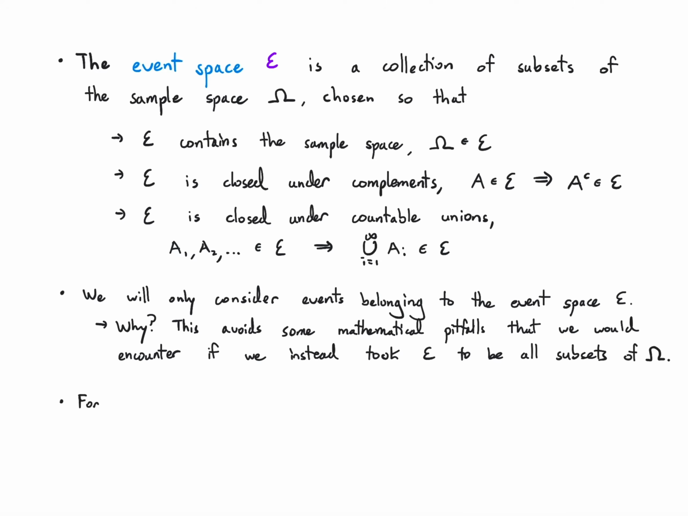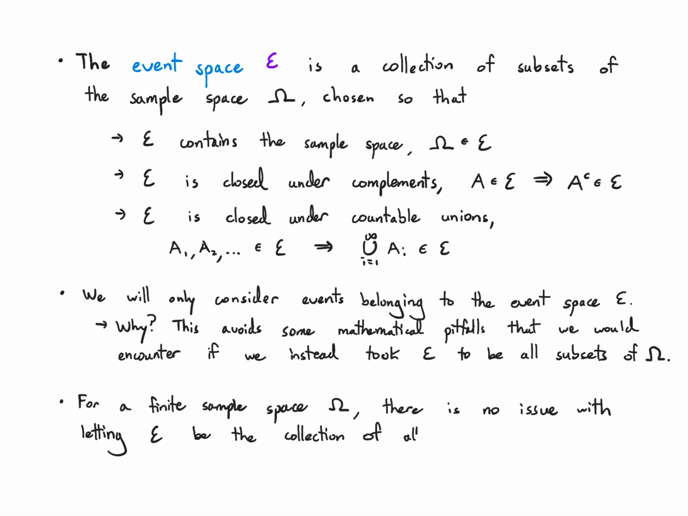And in fact, if you're looking at a finite sample space, like a dice roll or anything with a finite number of outcomes, there are no issues. So let the event space be the collection of all possible subsets. There will be nothing that goes wrong. This is really when we're thinking about things like real numbers that we have to be a little bit careful about what events we're actually allowed to consider.